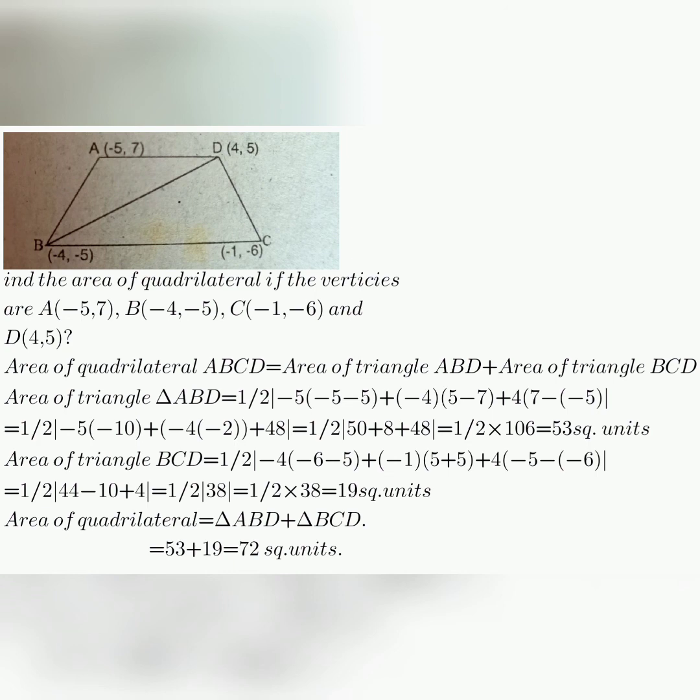So, what is the formula that we have used here? As usual, 1 by 2 modulus x1 into y2 minus y3 plus x2 into y3 minus y1 plus x3 into y1 minus y2. This gives you the result for the area of quadrilateral. So, area of quadrilateral is equal to sum of the areas of two triangles, that is equal to area of triangle ABD plus area of triangle BCD, that is equal to 53 plus 19 is equal to 72 square units.